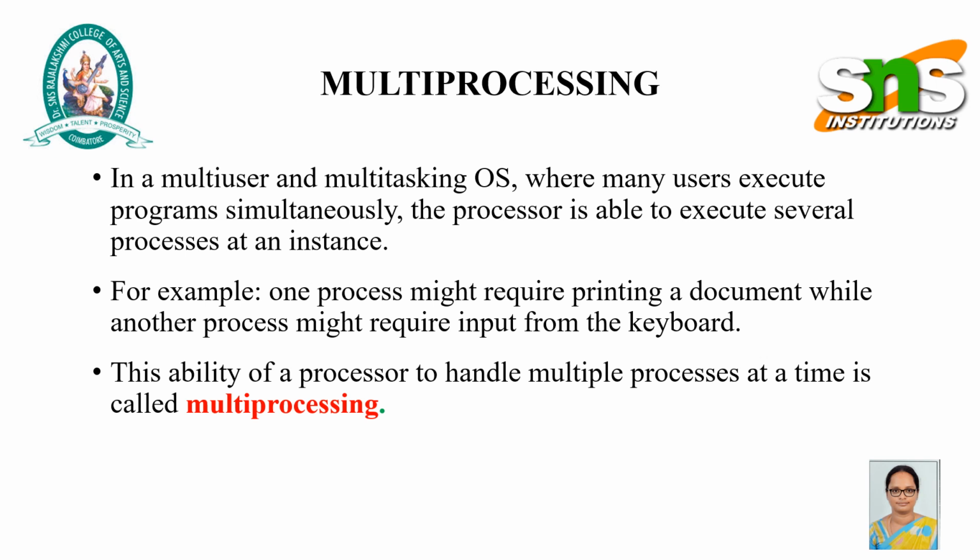First one, multiprocessing. In a multi-user and multitasking operating system, where many users execute programs simultaneously, the processor is able to execute several processes at a time. For example, one process might require printing a document, while another process might require input from the keyboard. This ability of a processor to handle multiple processes at the same time is called multiprocessing.